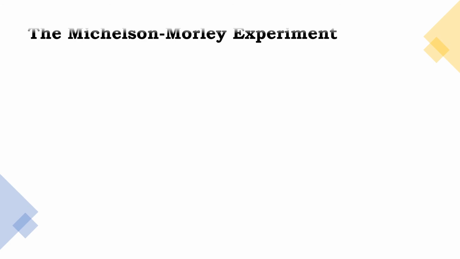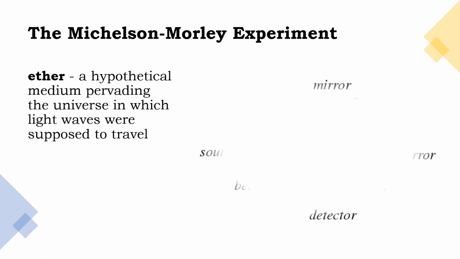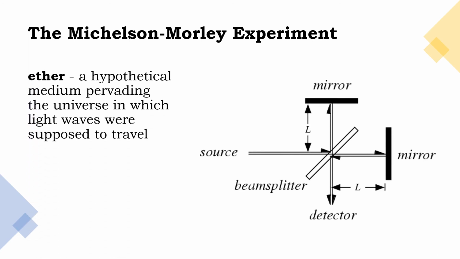During the 19th century, most physicists believed that light traveled through a hypothetical medium called the ether. The ether is defined as a hypothetical medium which pervades the universe in which light waves were supposed to travel, just as sound waves travel through air. If so, the speed of light measured by observers would depend on their motion relative to the ether, and would therefore be different in different directions.